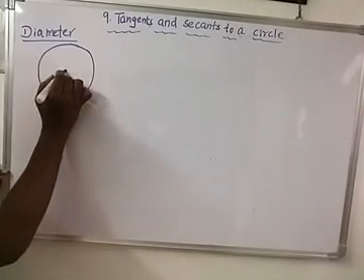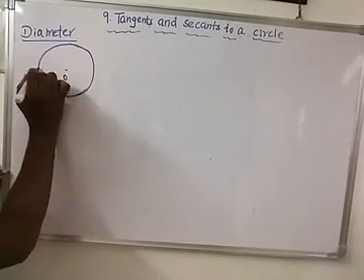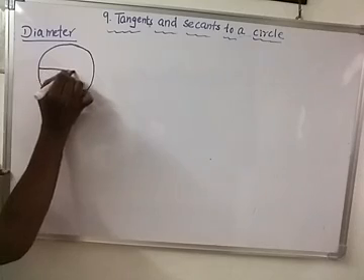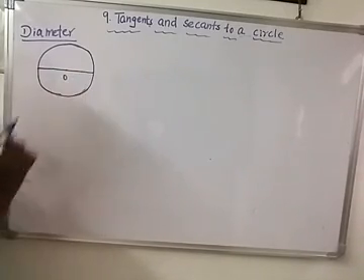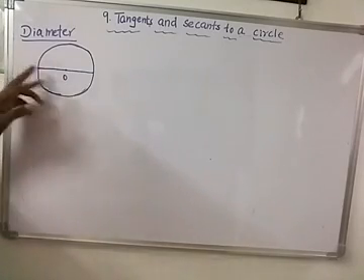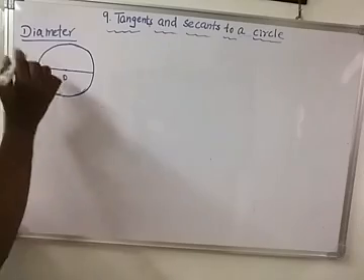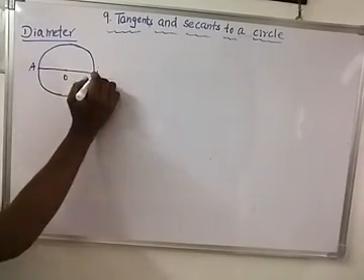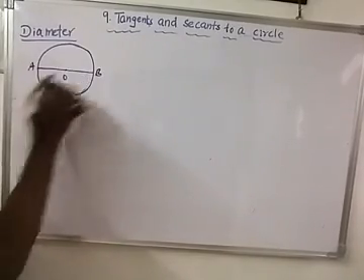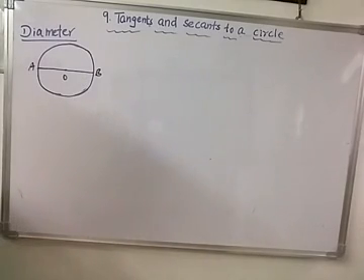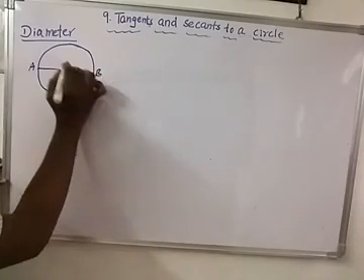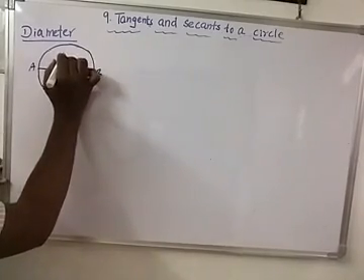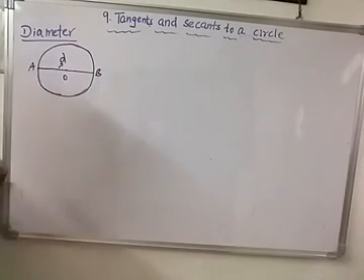So this is the center of the circle, denoted by O, and one chord is passing through the center of the circle. A chord passing through the center of the circle is called a diameter. Okay, right. The diameter is denoted by the letter D.